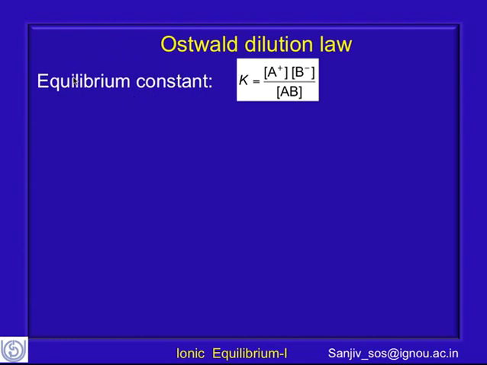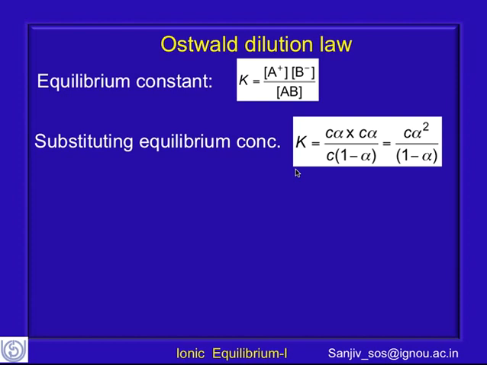In order to work out the expression for the equilibrium constant, we substitute the concentrations of A plus, B minus and AB into this expression. If you substitute the equilibrium concentrations, we find K to be equal to C times alpha into C times alpha divided by C times 1 minus alpha, that is the concentration of AB at equilibrium. If you simplify it, C cancels with C, and what you get is C alpha square by 1 minus alpha.